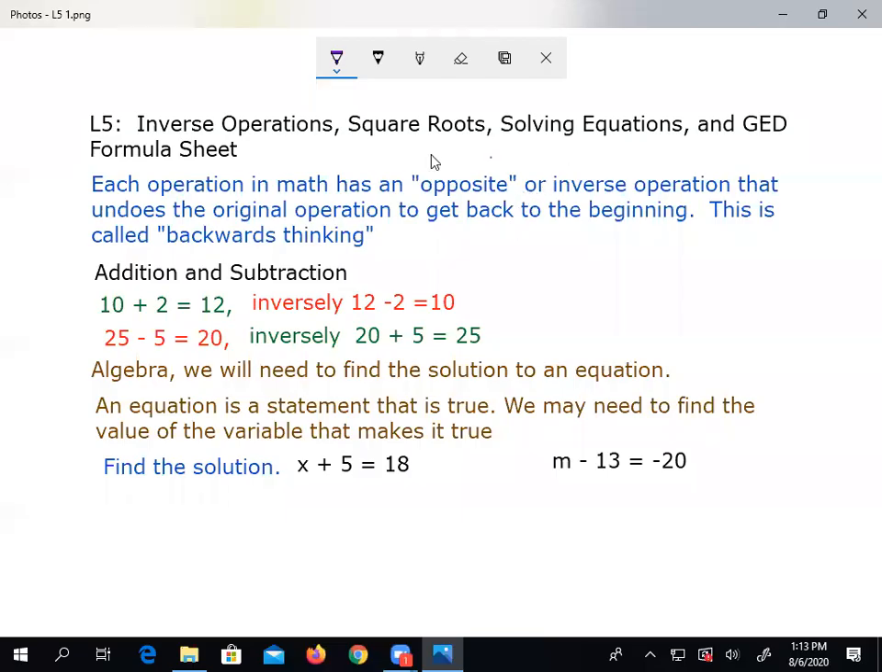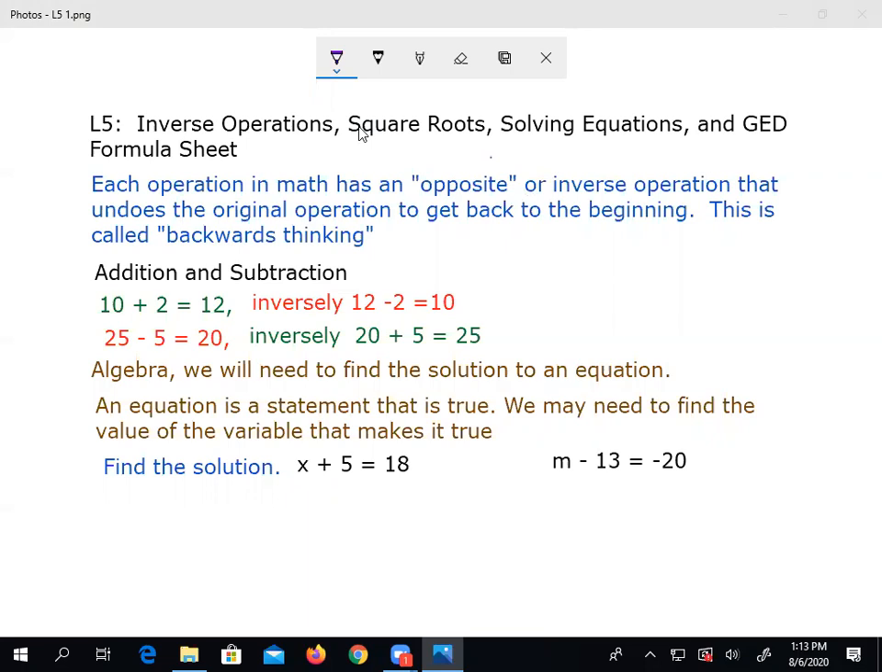So we're going to begin lesson 5. We're going to talk about inverse operations, square roots, solving equations, and we're going to get into the GD formula sheet today as well. Starting with inverse operations.